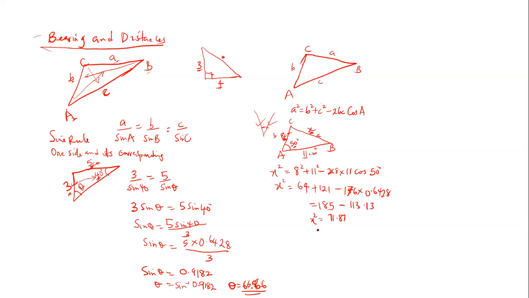That's x squared. So our x will now be equal to the square root of 71.87. And that will be 8.478 meters, or centimeters, as the case may be, centimeters.